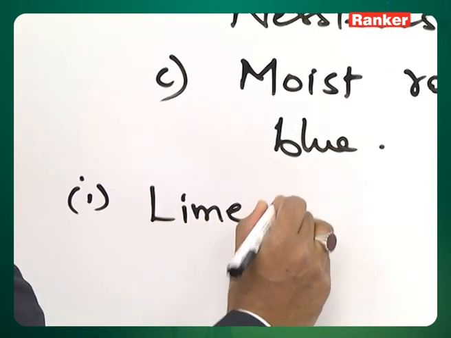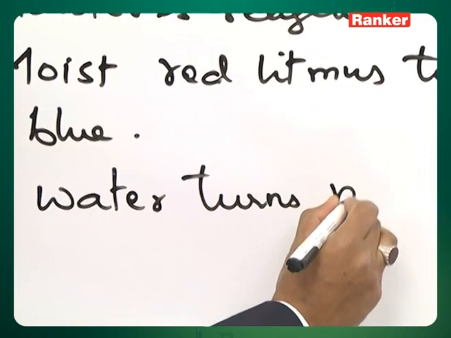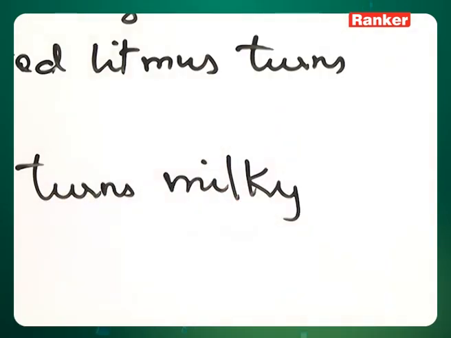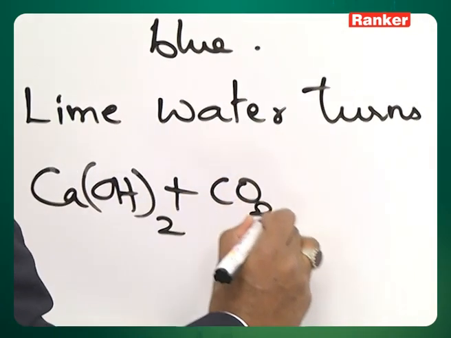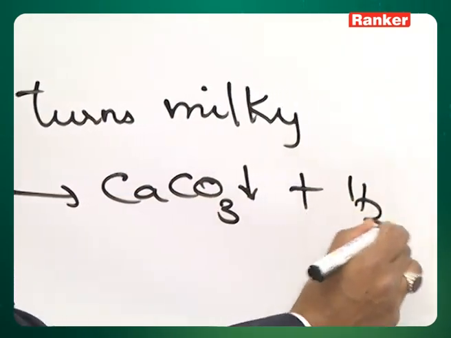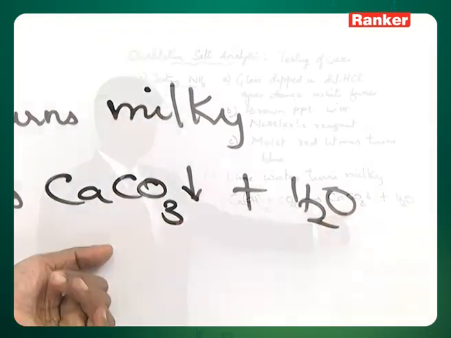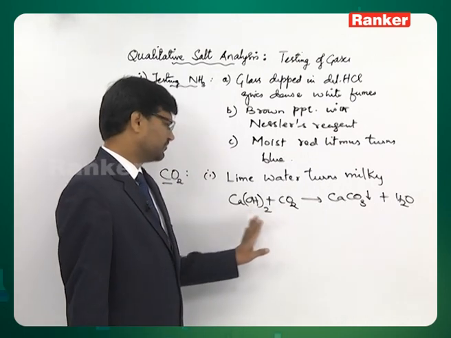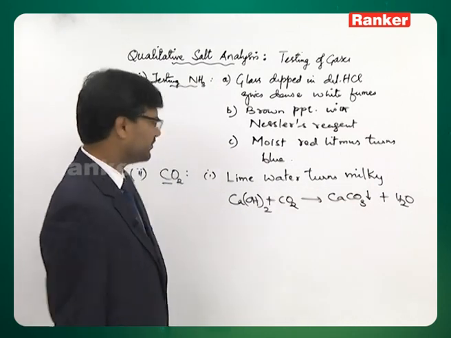With carbon dioxide, lime water turns milky. The reaction which is involved is Ca(OH)2 plus CO2 gives CaCO3, which appears as milkiness. But care is to be taken that you should not pass excess of carbon dioxide, then calcium carbonate becomes soluble bicarbonate. So a limited amount of carbon dioxide should be passed so that you get a milkiness due to CaCO3 formation.